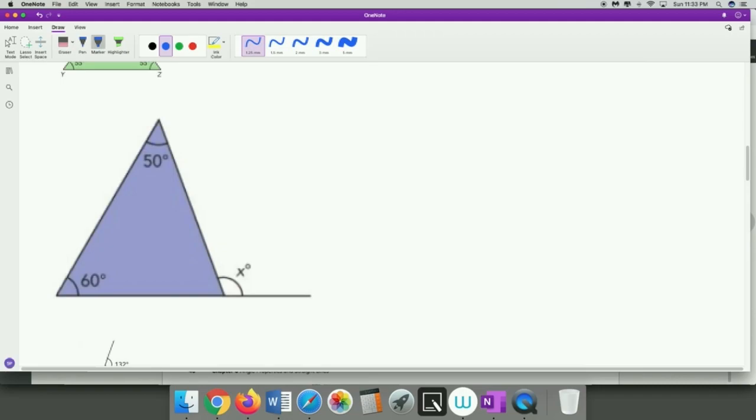This one's a little different. As you can see, the x is on the outside over here. So it's not one of the interior angles. This x is considered to be an exterior angle. Now every triangle has 6 exterior angles.